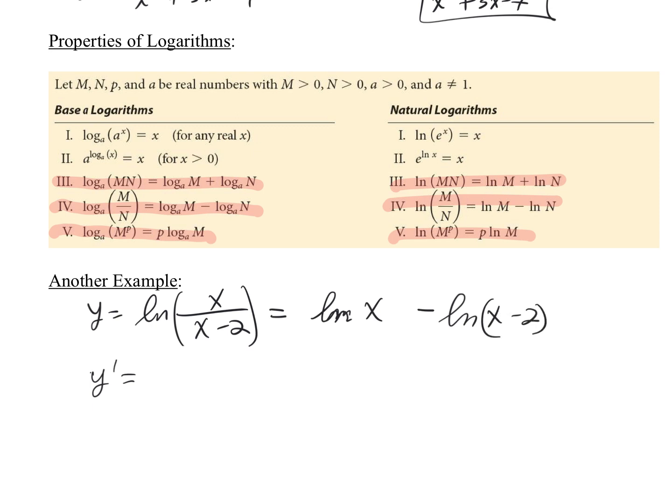Now let's find this derivative. So this derivative was hard to think about. This derivative is super easy to think about. What is the derivative of the natural log of x? It's 1 over x.